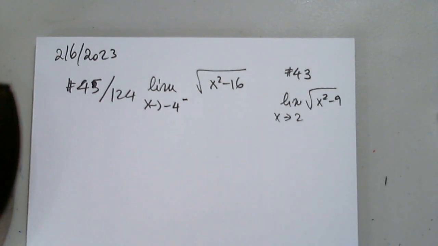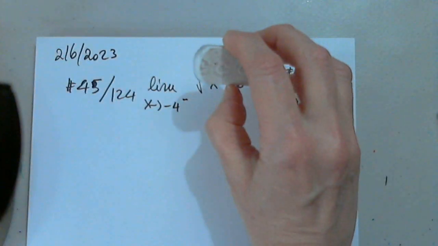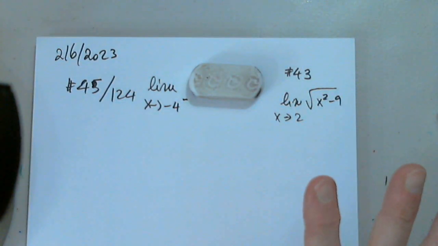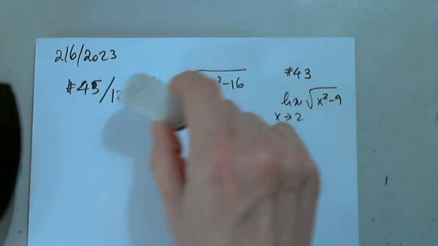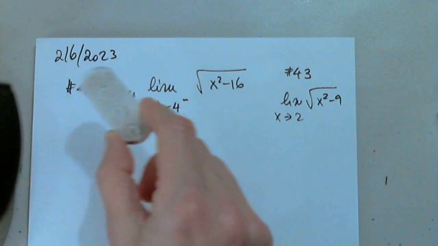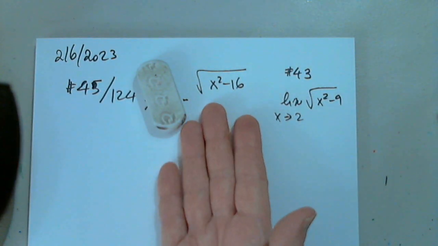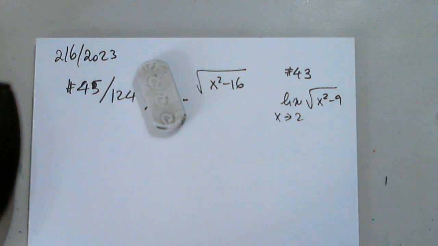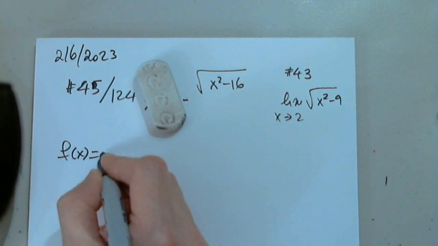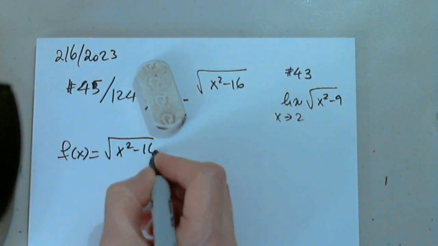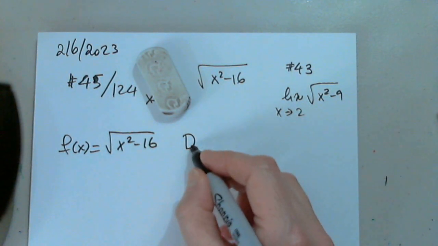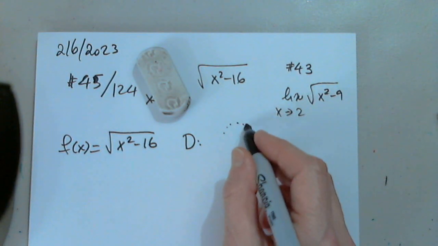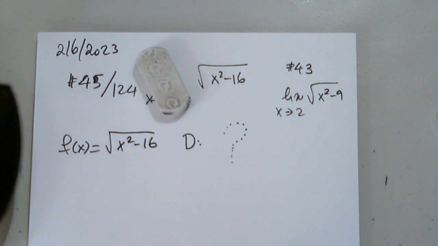So these two situations with radical functions are really very different from the previous polynomial and rational functions. Very different. Okay. So what do we always do with the square root? Forget about the limit for a moment. If I look at this function, I see f of x equals the square root of x squared minus 16. And remember, we always have to worry about the domain of this function. So let's find the domain, see what it is.